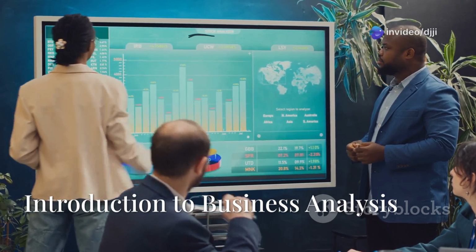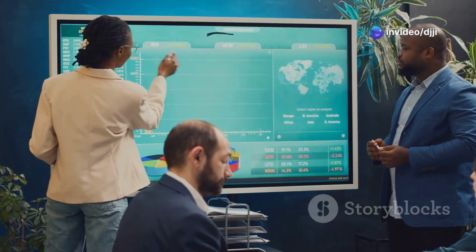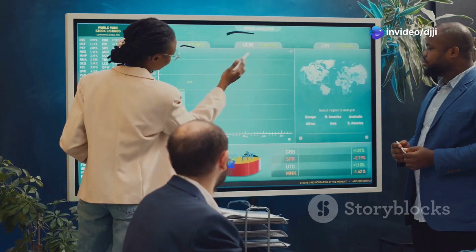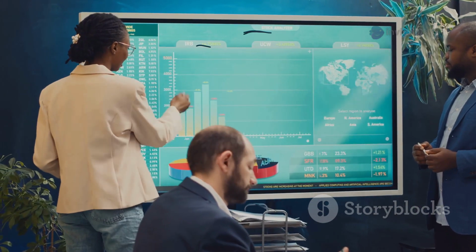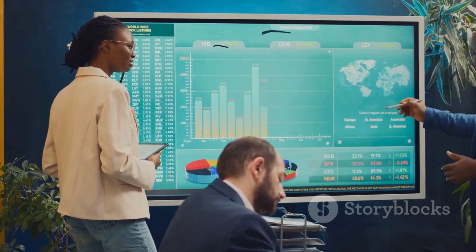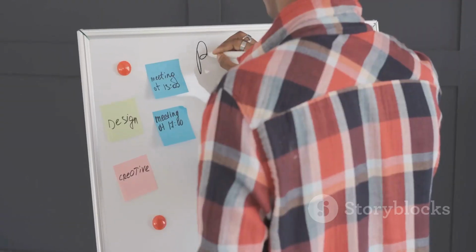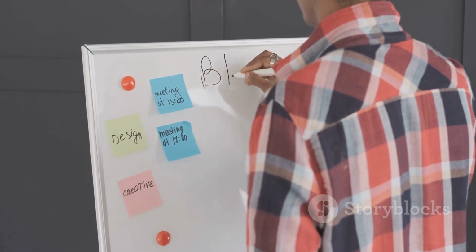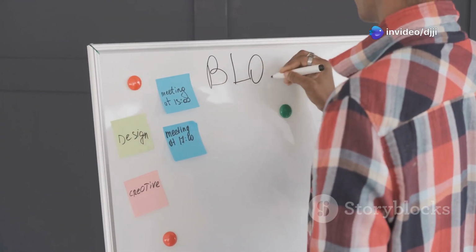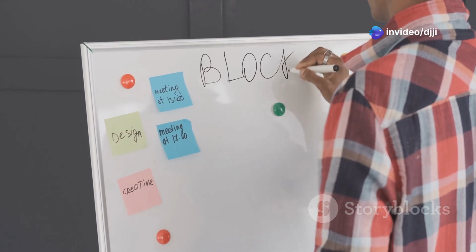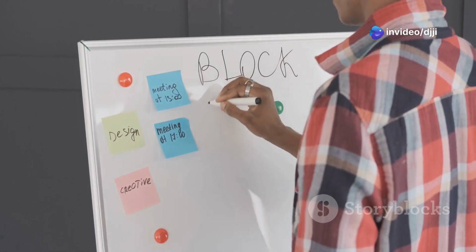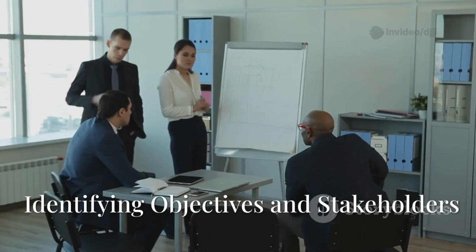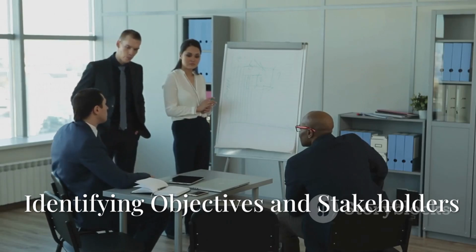A business analysis involves systematically examining a company's operations, processes, and performance to identify opportunities for improvement and inform strategic decisions. The process typically includes identifying business objectives, gathering information, defining requirements, analyzing data, and supporting the implementation of solutions. Here's a more detailed breakdown.